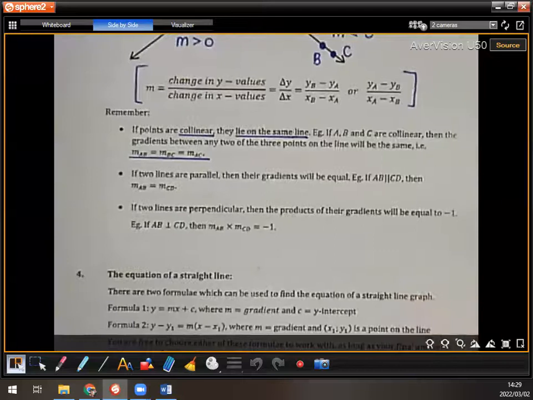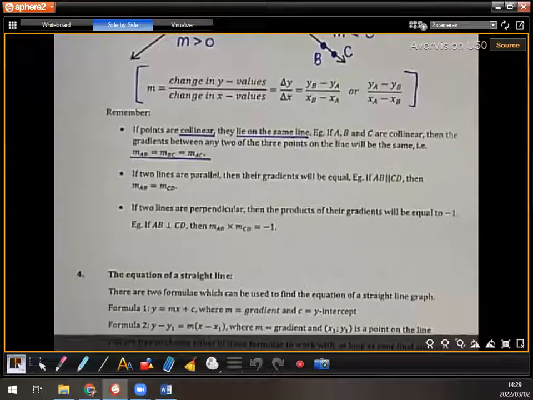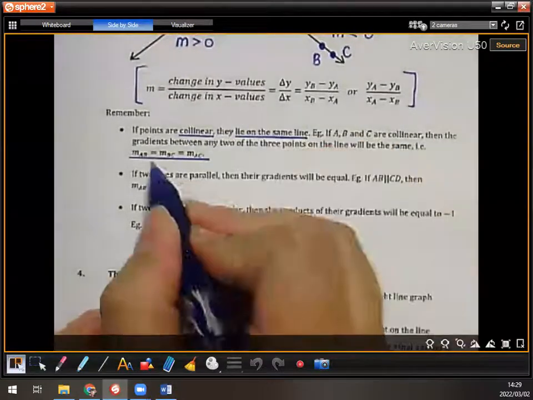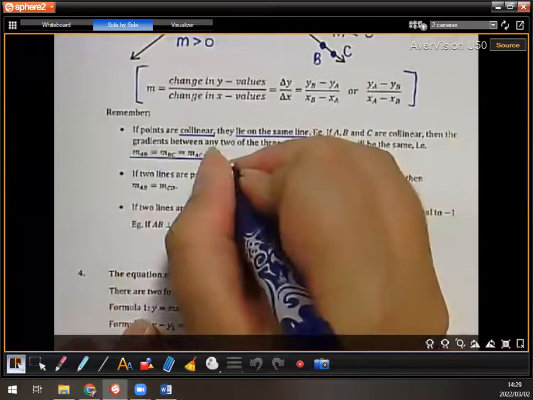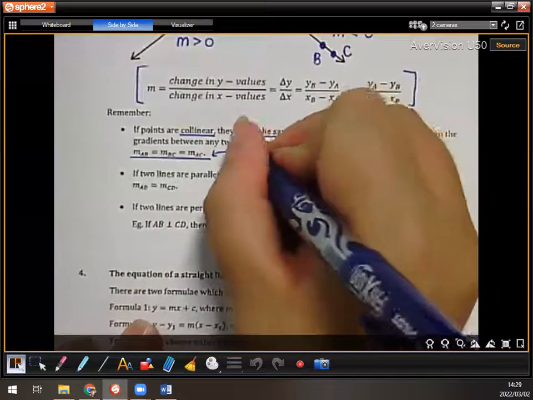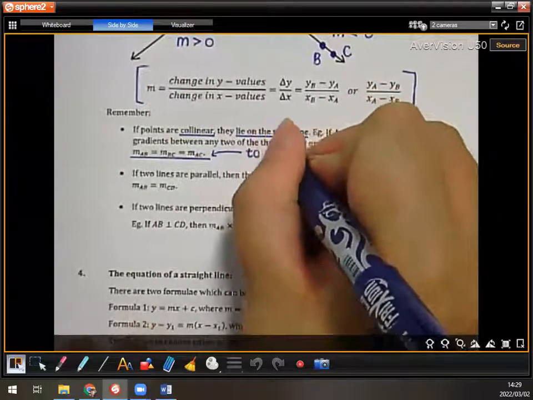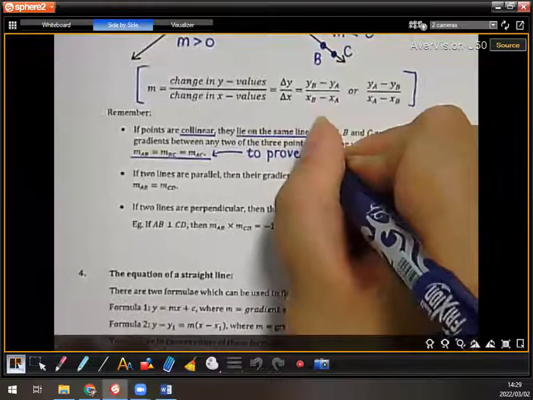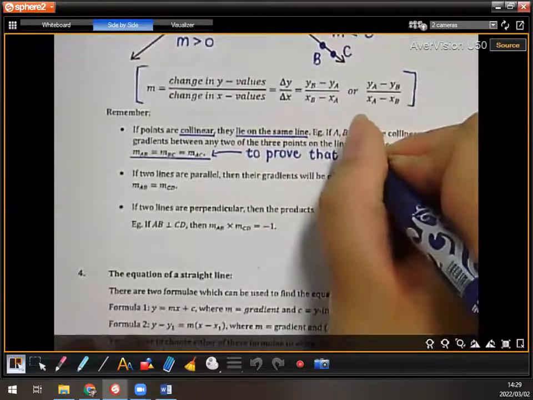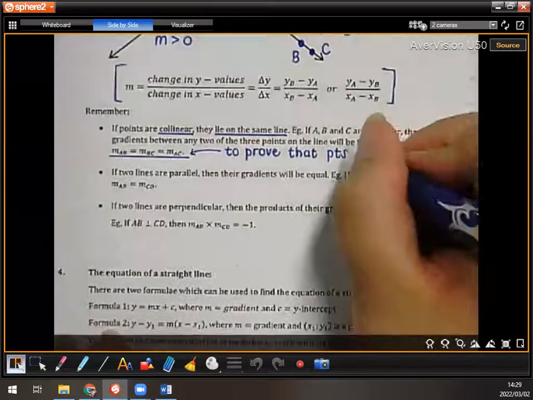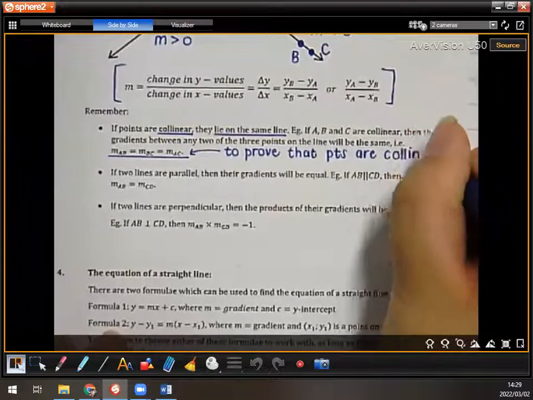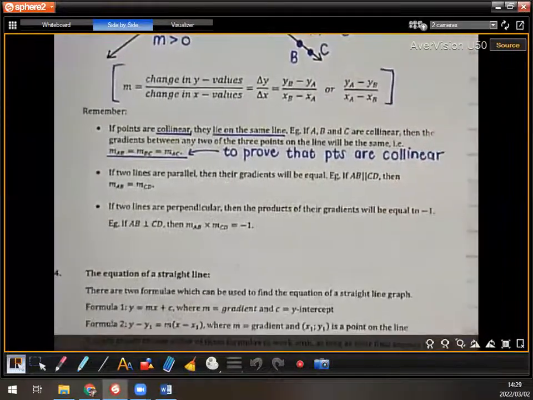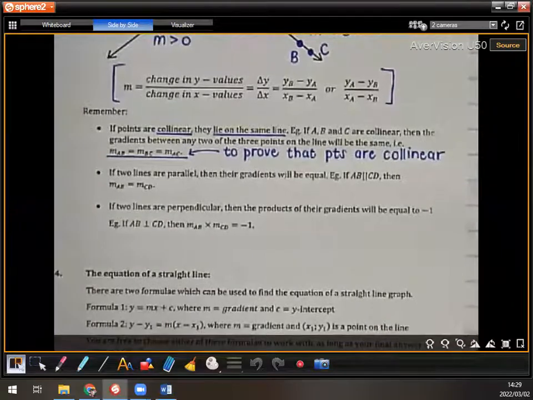So sometimes they give you 3 points and they say, prove that these points are collinear. All right, so then you will do this calculation. Then you'll actually find those gradients. So I'm just going to make a little arrow to prove that these points are collinear. That's what you will have to do. So I actually have to calculate the gradient of AB and calculate the gradient of BC, and then see that they are equal.